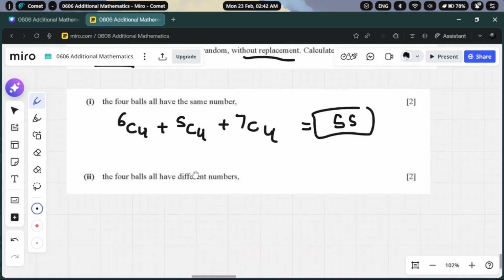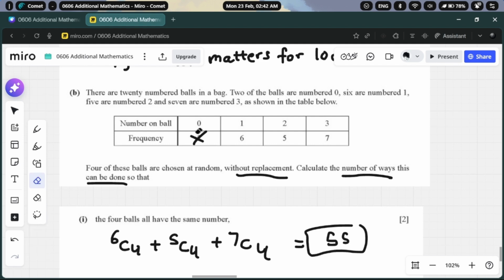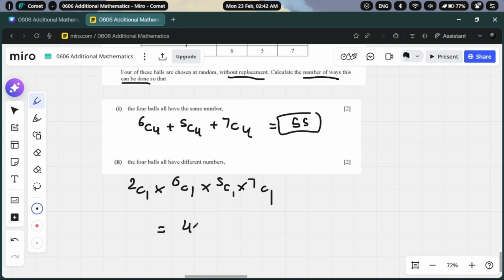Now then you're told that the 4 balls all have different numbers. Now there are clearly 4 different numbers on the balls. So you would select one from each of them. That would be 2C1 times 6C1 times 5C1 times 7C1, which is the same as 2 times 6 times 5 times 7, which would be equal to 420.